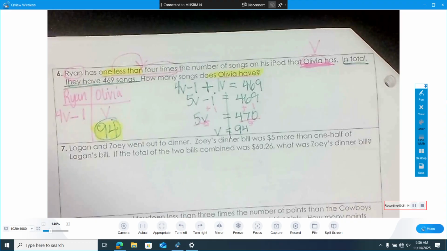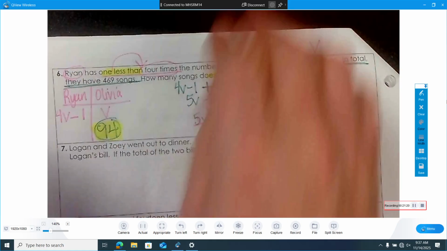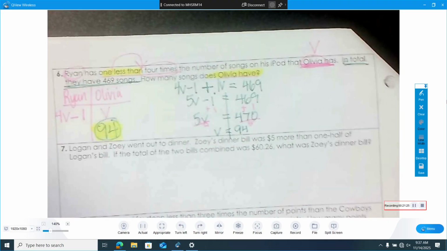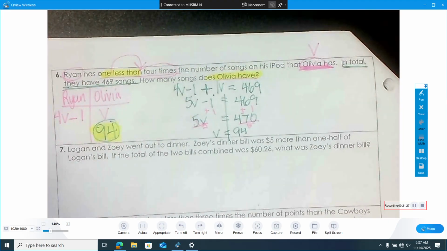Could you figure out how many songs Ryan had? Yeah. You absolutely could. Do we need to? No, because our job is to answer the question, not do extra work. All right, do you have questions for me? All right. We'll give this a try, ladies and gentlemen.